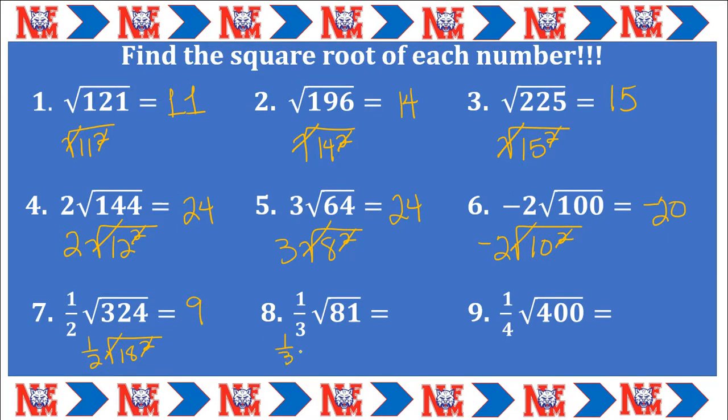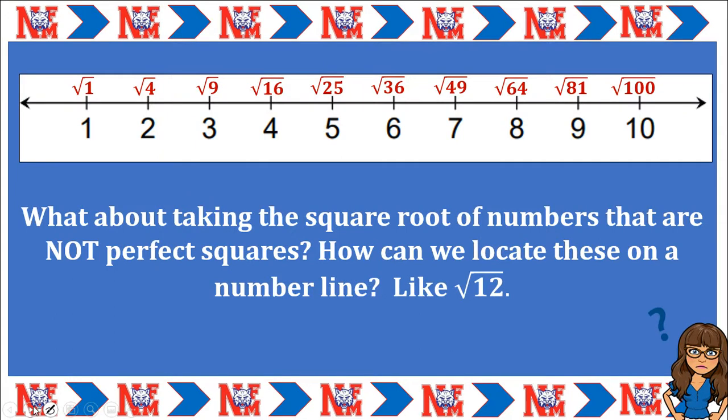Here we have 1/3 times the square root of 9. The square root of 9 is 3, and 3 times 1/3 is the same as saying 3 divided by 3, which gives us 1. And then we have 1/4 times the square root of 400; 400 is really 20 squared. So that's going to give us 20 times 1/4. Multiplying by 1/4 is dividing by 4, so that gives us 5. So all these were perfect squares, so I had no radical left.